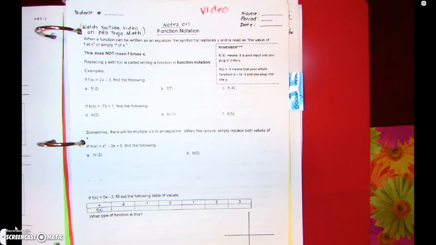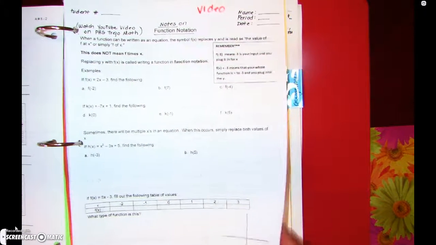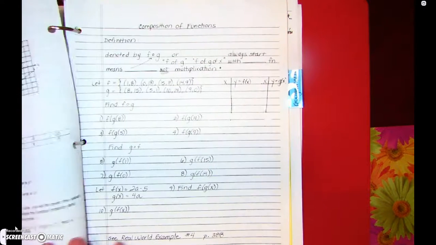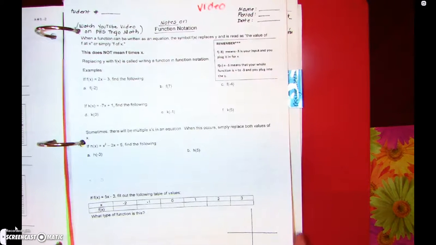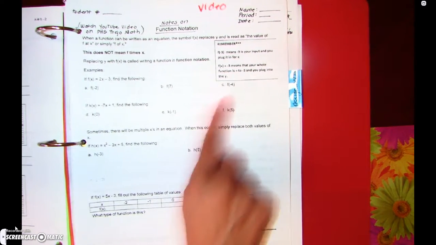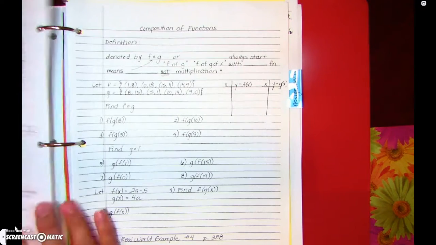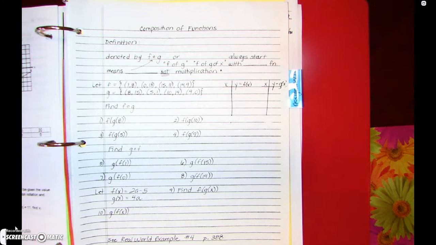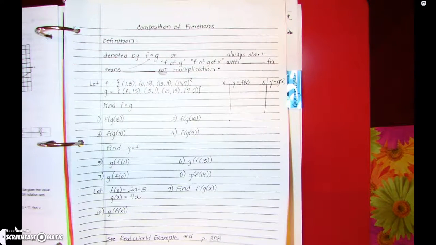Then we took notes on function notation. You were supposed to watch the video labeled function notation, and I gave you a bunch of examples. And notice that function notation is what we've been doing on our warm-ups the last couple of days. Okay, then our next set of notes was composition of functions. We did this together.